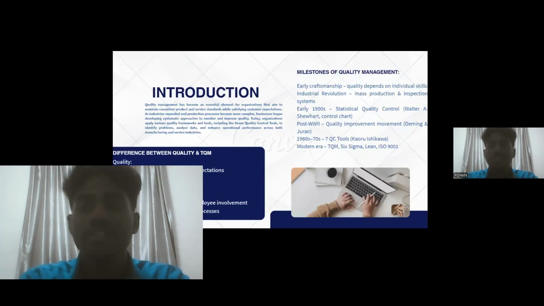For the introduction, quality management refers to the systematic approach used by organizations to ensure that products and services constantly meet customer expectations and established standards over time. Organizations have realized maintaining quality is essential not only for customer satisfaction but also for improving efficiency and competitiveness. As industries developed and production processes became more complex, companies began implementing structured quality system tools to monitor and improve the process.